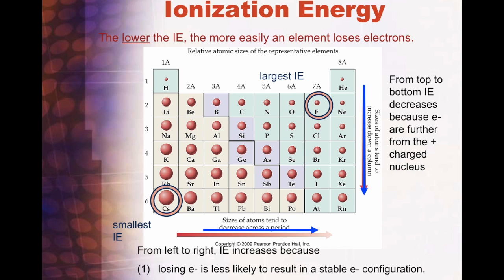Now from left to right, ionization energy increases, because losing an electron is less likely to result in a stable electron configuration, and because, again, the atomic size decreases across the table. The electrons are closer to the nucleus and harder to remove.